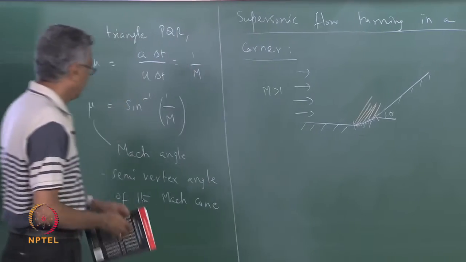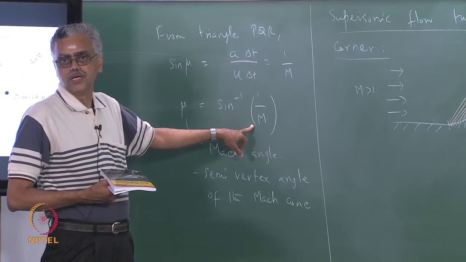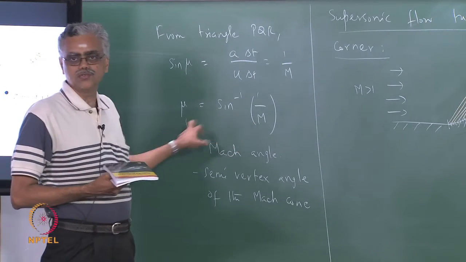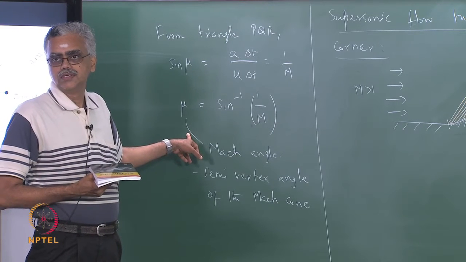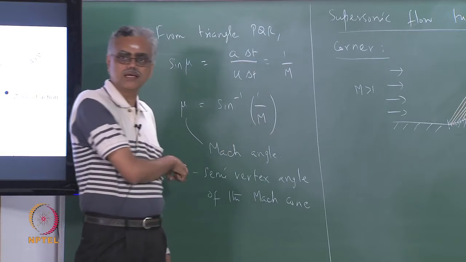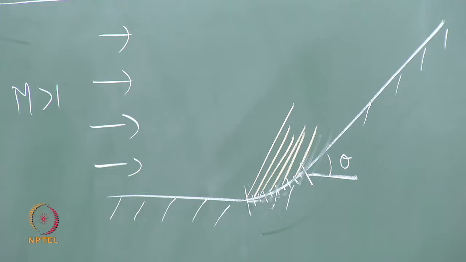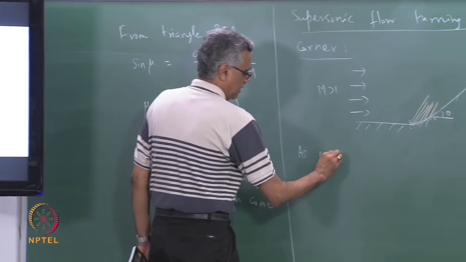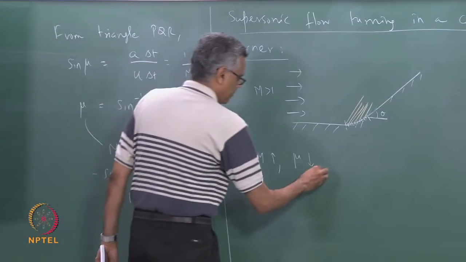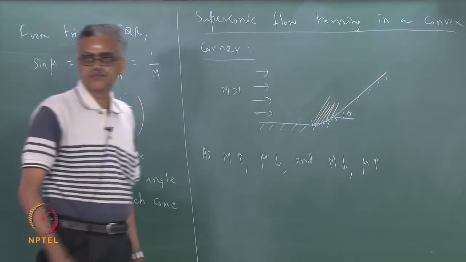Now if you see, we defined the Mach angle to be arc sine 1 over M. So when M is equal to 1, the Mach angle is 90. So as M increases, what happens to the Mach angle? As M increases, the Mach angle decreases, correct? And as M decreases, the Mach angle increases, correct?